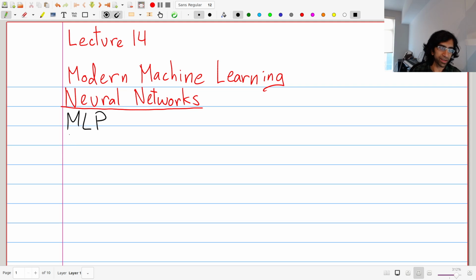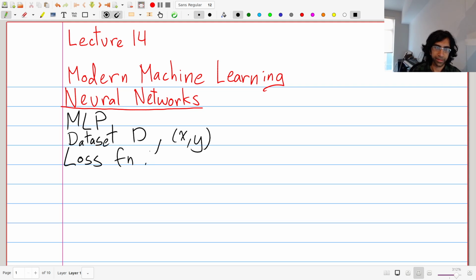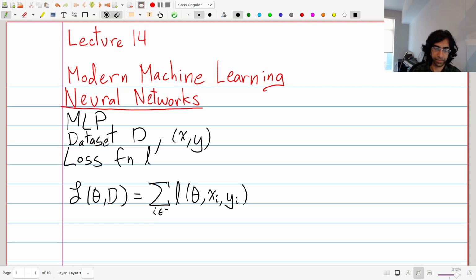So remember, as before, we have a data set D, which has XY pairs, and a loss function L. And the goal is to find a parameter vector which minimizes the following quantity. We have the empirical loss, and this is just the sum of the loss functions over the entire data set. That's the sum of L of theta, x_i, y_i, over i, divided by n. So yeah, this is the exact same as what we had before for now.